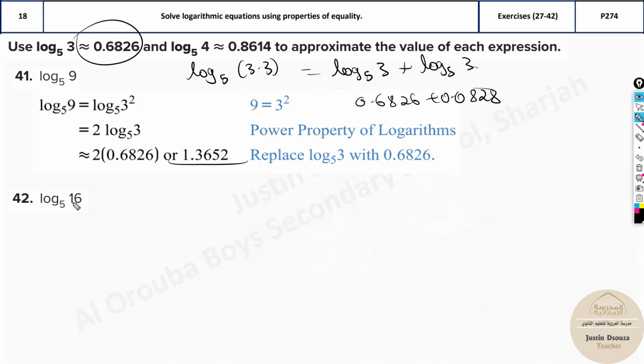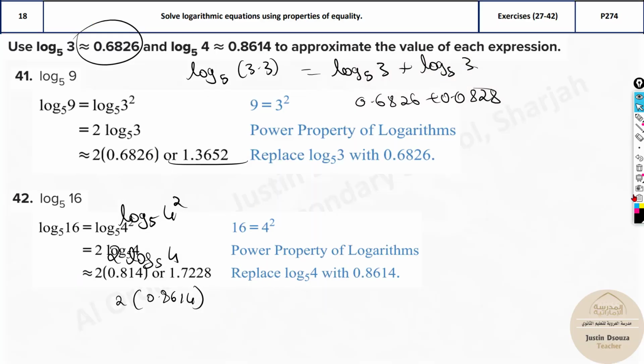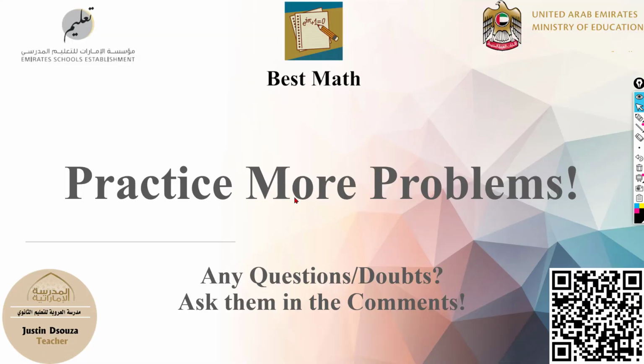Even over here, you can write in terms of square. What does it mean in terms of square? That is 4 squared. And now this 2 can be taken out, and you're remaining with log base 5 of 4. And that is given over here: 2 times 0.8614. That will be the answer. So these are the methods to do it, and that's the end of this question.